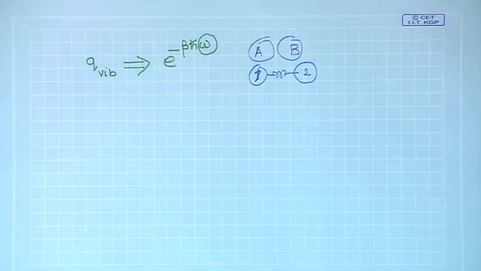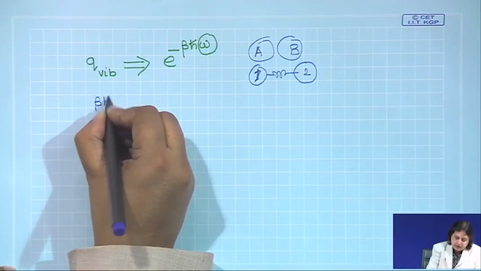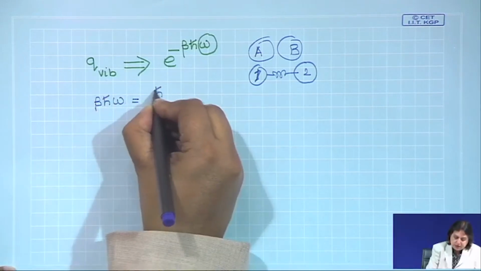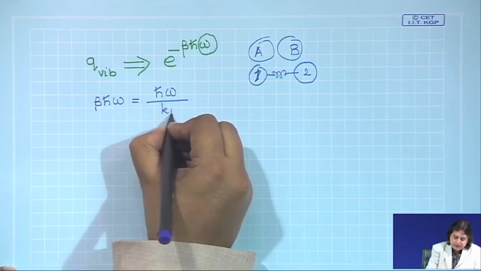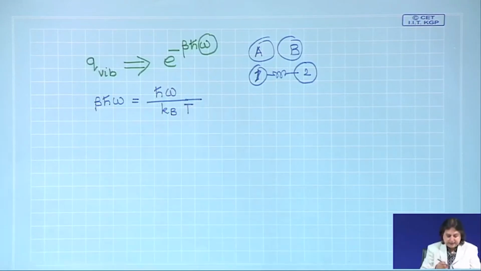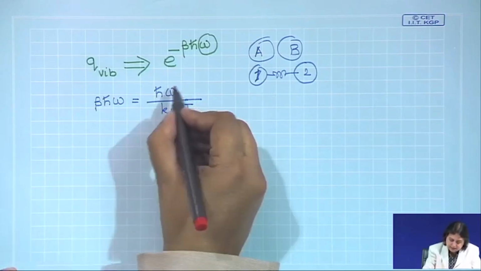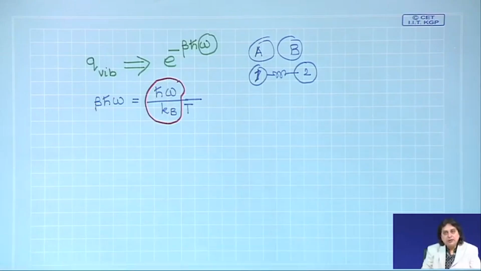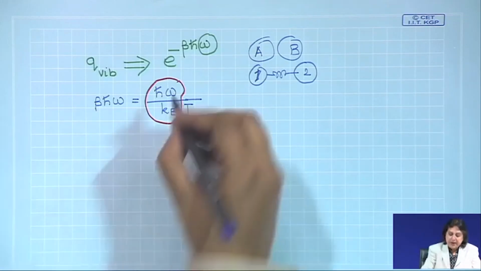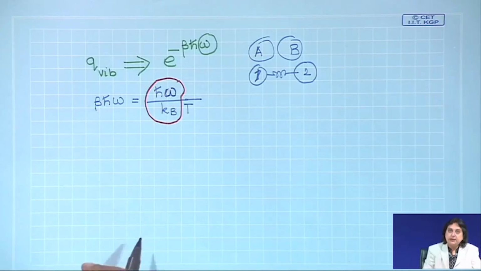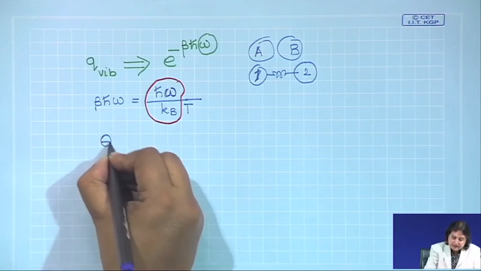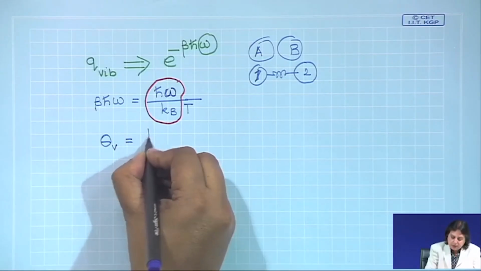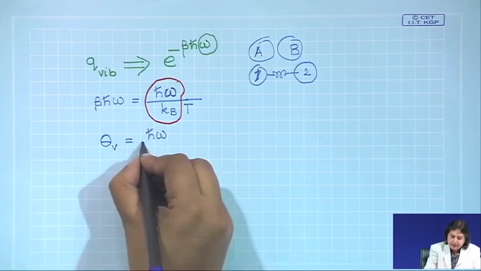So, now let us have a look and write it out in a little different way. So, I am writing out beta h cross omega as h cross omega by kB T, and I understand that this part, this h cross omega by kB, this is going to be a constant for a given system, because h cross is a universal constant, kB is a universal constant, and the system dependent property omega is here. So, let me define here as theta v this quantity h cross omega by kB.